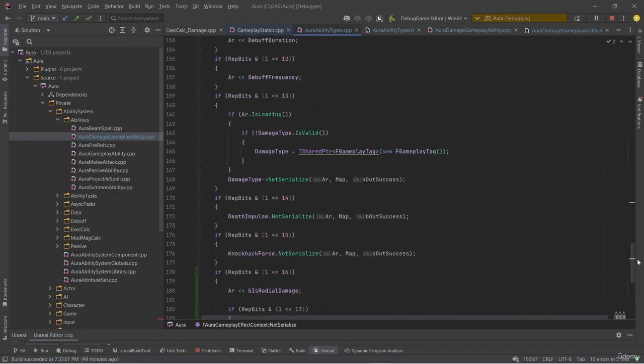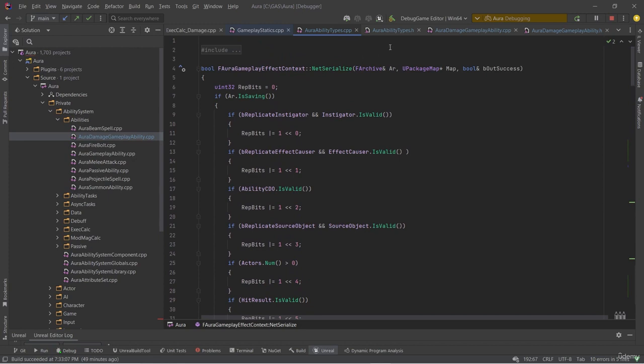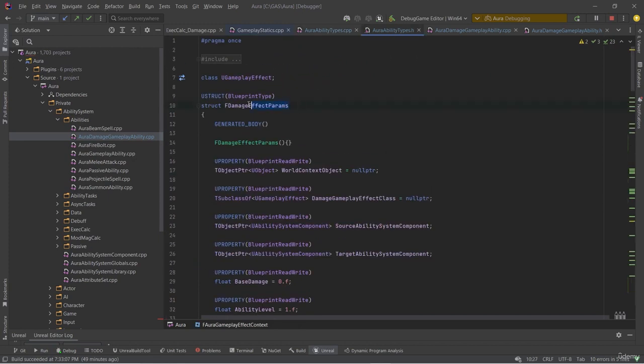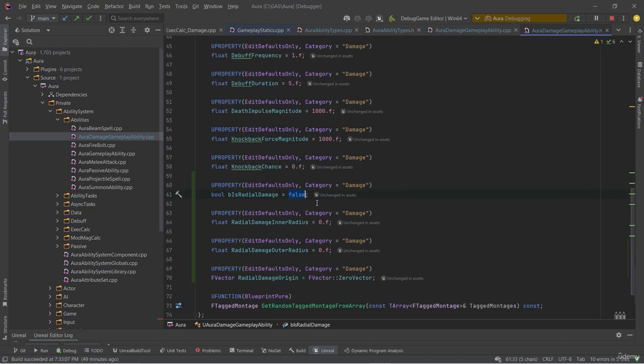Okay, so that's a good start. We now know that our effect context can accommodate for radial damage parameters, as well as our FDamageEffectParams as well, and our damage gameplay ability now has radial parameters. And we'll just set that bIsRadialDamage. It's set to false by default. And if we never set it to true, then the context doesn't carry it along. It doesn't even serialize it for replication. So we're not picking up any bandwidth across the net if we're not using these parameters. And if bIsRadialDamage is false, we don't serialize any of these 4. So that's a nice optimization.